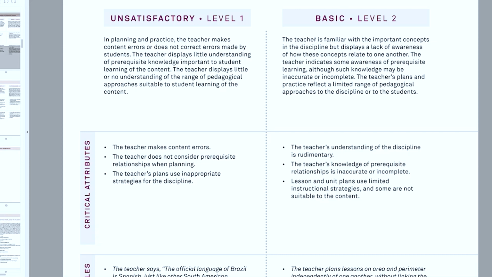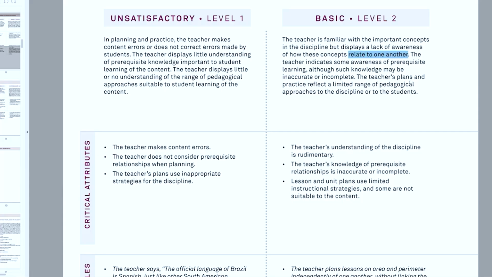So this says the teacher is familiar with important concepts, but displays a lack of awareness of how these concepts relate to one another. So maybe, let's just take biology, for example. Maybe you understand cells, and you understand DNA, and you understand heredity, all in different components, but you have a hard time kind of connecting them for the students and how they relate to one another, okay? The teacher's plans and practice reflect a limited range of pedagogical approaches. Well, of course, because you're new. You're not going to have an unlimited amount of pedagogies and practices that you're going to be using. So you might be here.